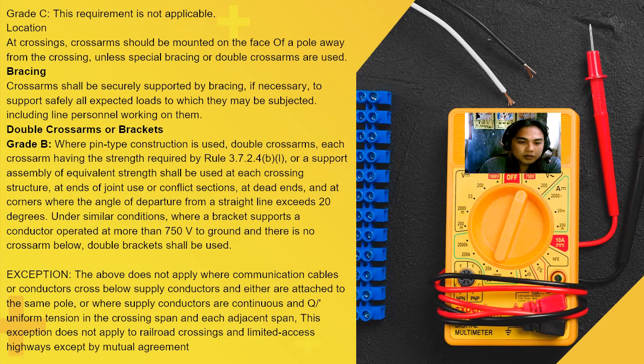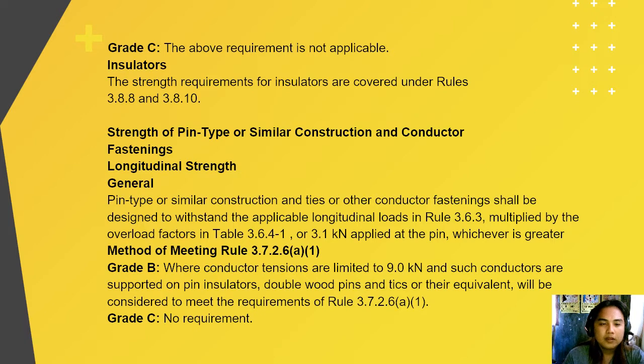where a bracket supports a conductor operated at more than 750 volts to ground and there is no crossarm below, double bracket shall be used. Exception: the above does not apply where communication cables or conductors cross below supply conductors and either are attached to the same pole, or where supply conductors are continuous and of uniform tension in the crossing span and each adjacent span. This exception does not apply to railroad crossings and limited access highways except by mutual agreement. For grade C, the above requirement is not applicable.